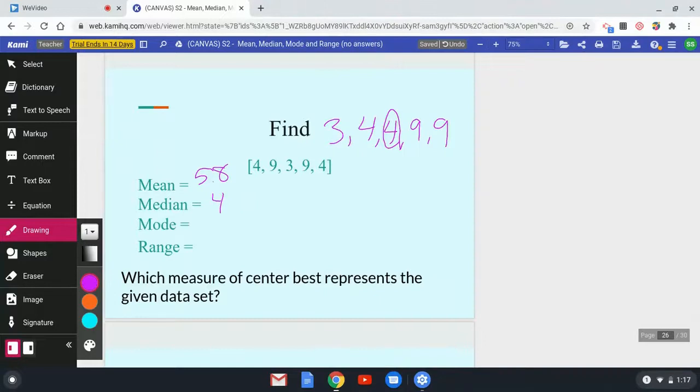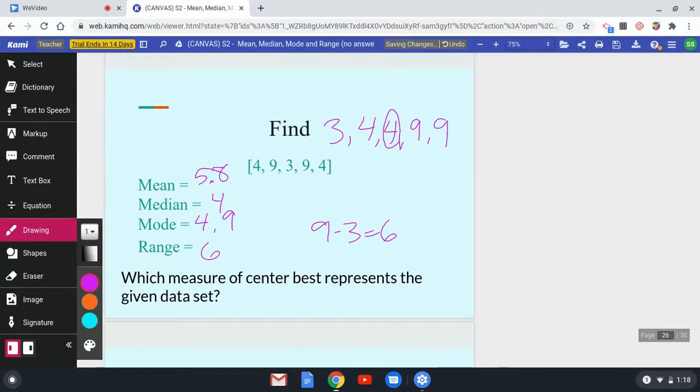The mode is the one that appears the most. Oh, what shows up the most in here? 4 and 9, right? The range is the difference between, difference means subtract, high minus the low.